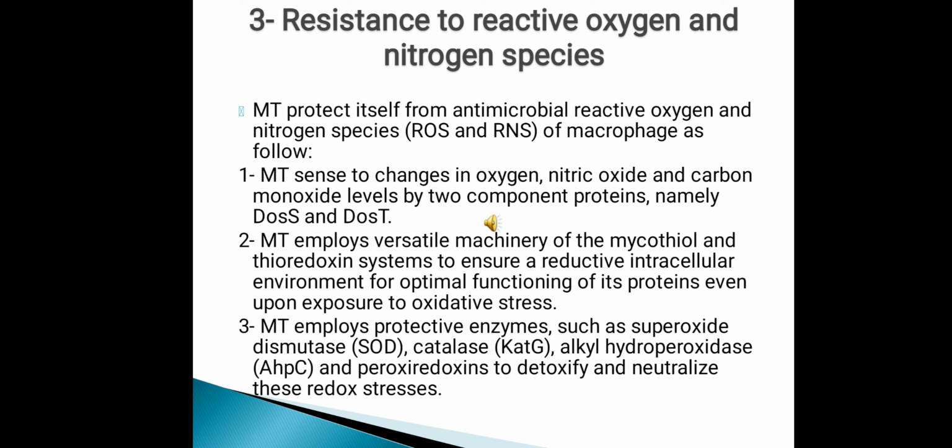Number three, the bacteria have the ability to produce specific enzymes against the action of oxygen and nitrogen species. These enzymes, for example, are superoxide dismutase, catalase, alkyl hydroperoxidase, and peroxiredoxin, to destroy and neutralize these reactive species.